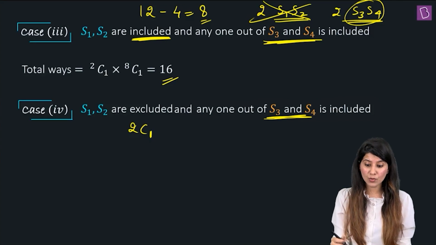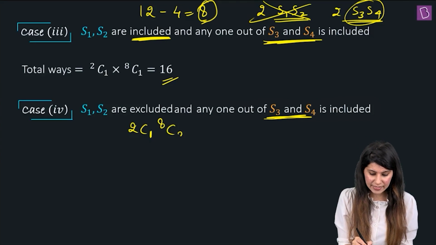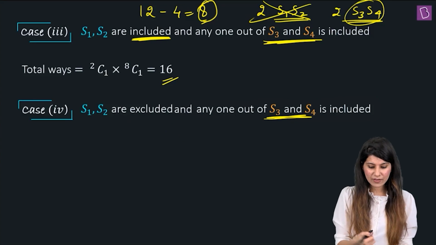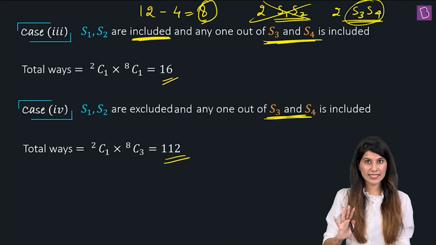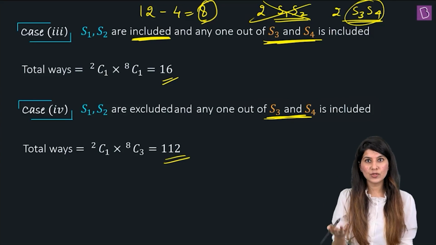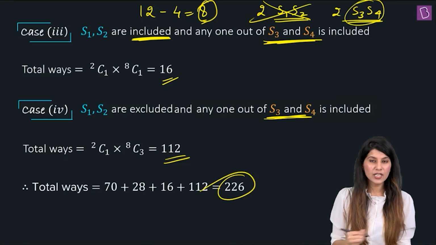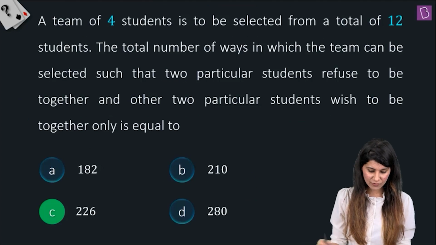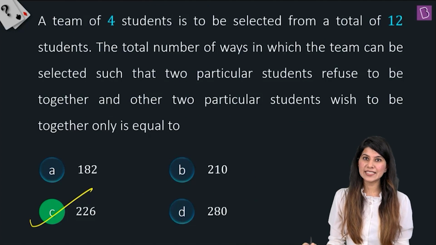I need 3 more out of these 8, so that can be done in 8C3 ways. So finally 2C1 multiplied by 8C3 will be equal to 112. So there are 4 cases. Either of these cases is true. That means 'or' means plus. If you add all the numbers, you'll get 226. So the final answer of this particular question is option C, 226. Got it?